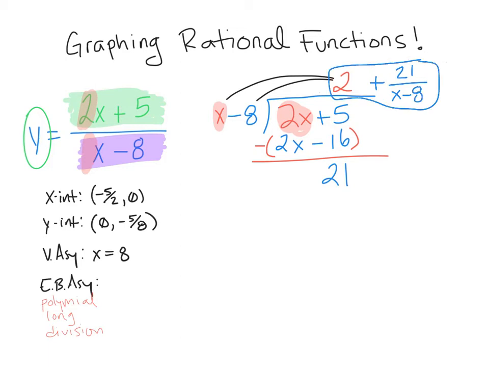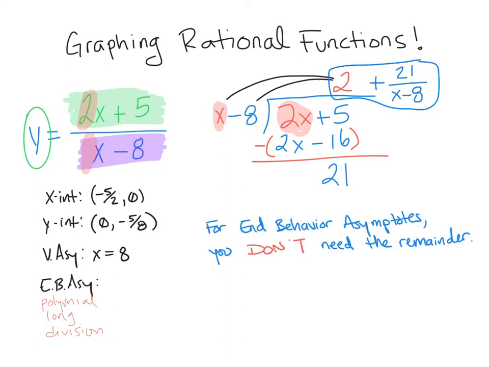Now, here is the thing. For end behavior asymptotes, you don't need the remainder. That means I don't even need to worry about this part. This is correct, that's what we need to do for polynomial long division. But for the end behavior asymptote, the only thing I need to worry about is that 2 right there. So my end behavior asymptote is going to be y equals 2. That is the solution to my polynomial long division problem without the remainder. I don't need the remainder for end behavior asymptotes. Okay, guys, it's time to graph.